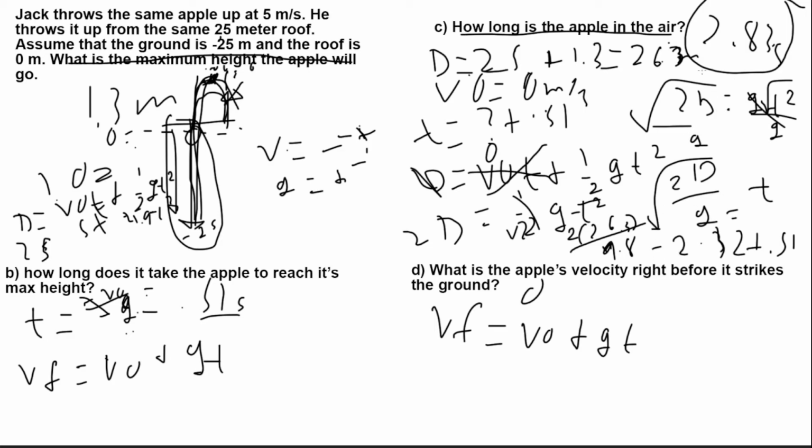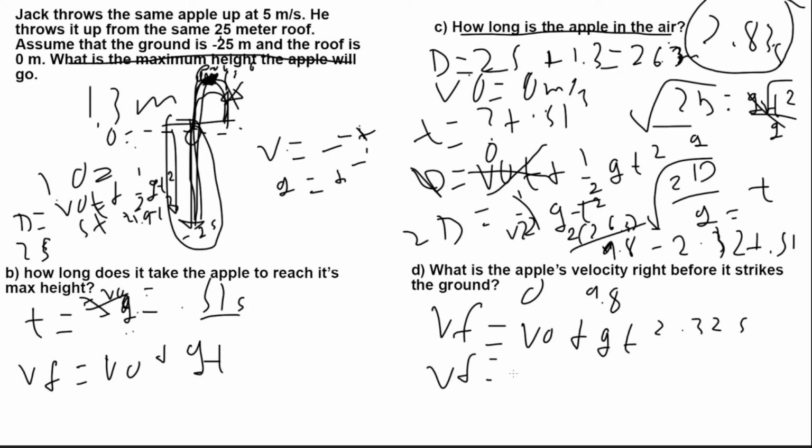And then time, we know, is now not 2.83. Here's where this gets confusing. 2.83 is the total time it's in the air. But now we're starting from here again. We're starting from up here. So we're just going to use 2.32. So our time is now 2.32 seconds. And then our g, obviously 9.8, is going to be positive again, because it's a drop problem.